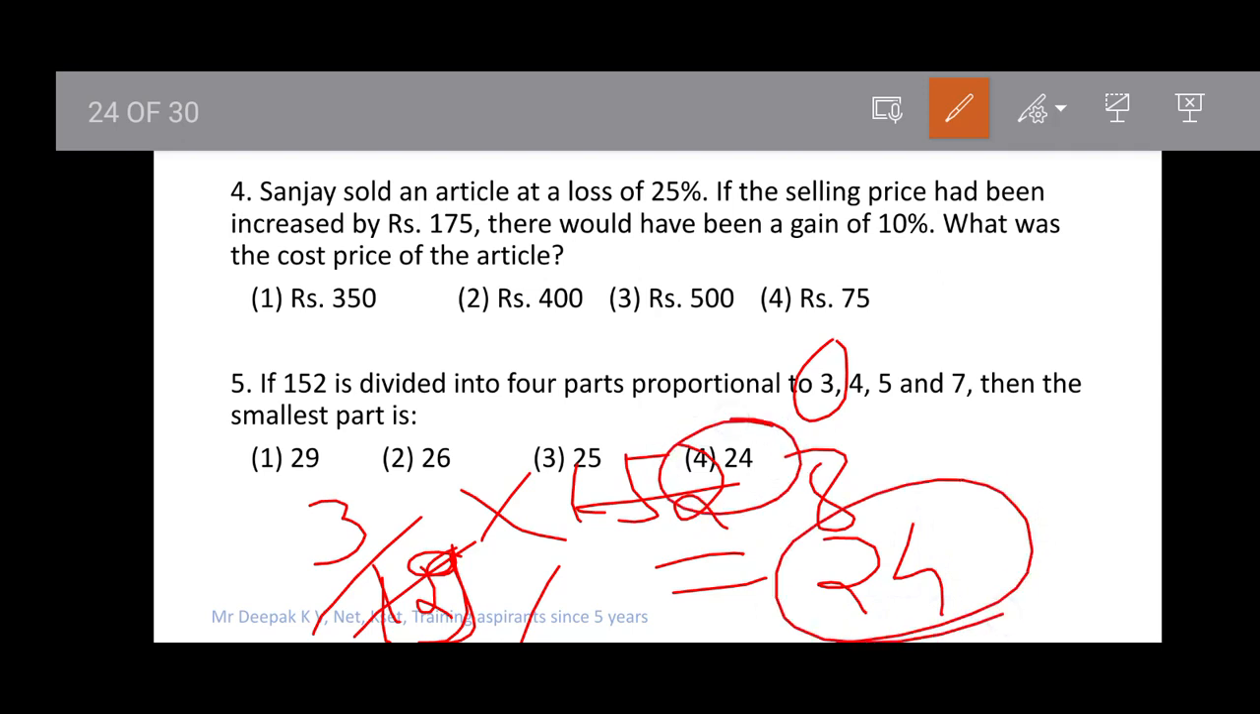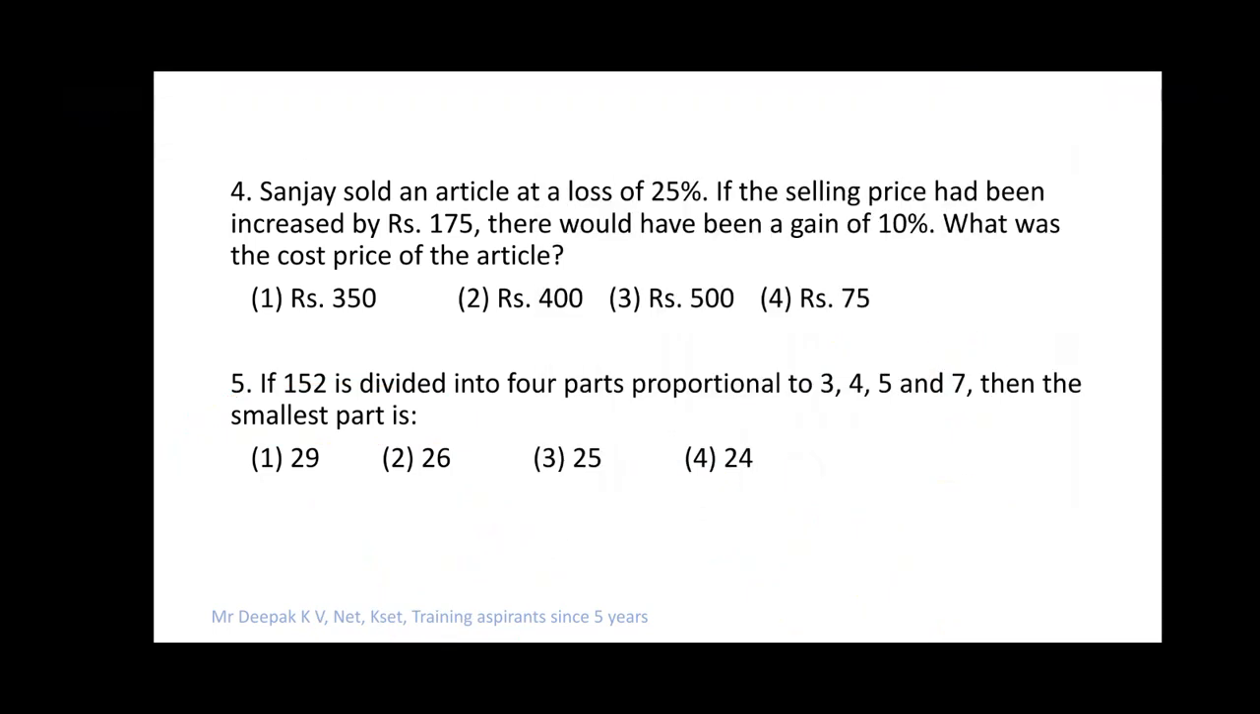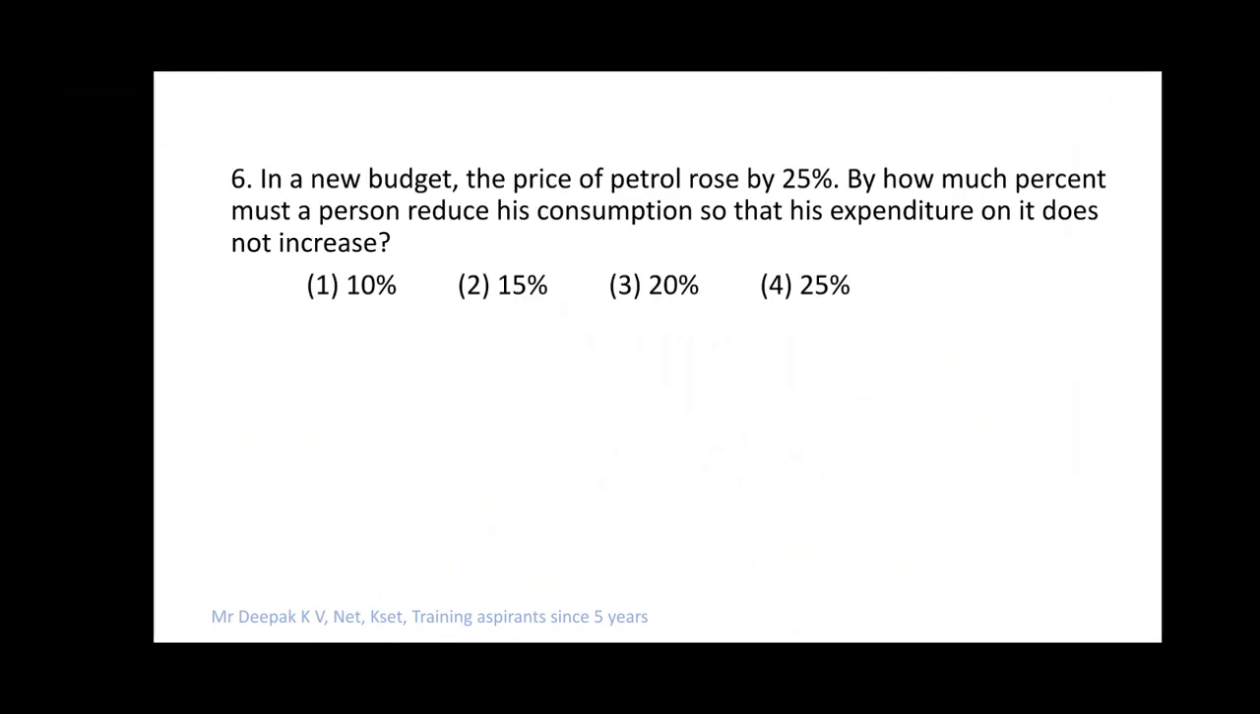They have asked the smallest part, so that is why I have considered 3 by 19. If they had asked the biggest part, I could have considered 7 by 19. So the last question for today's class is: in a new budget, the price of petrol rose by 25%. By how much percent must a person reduce his consumption so that his expenditure on it does not increase?